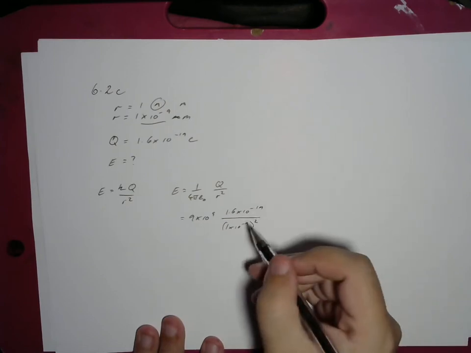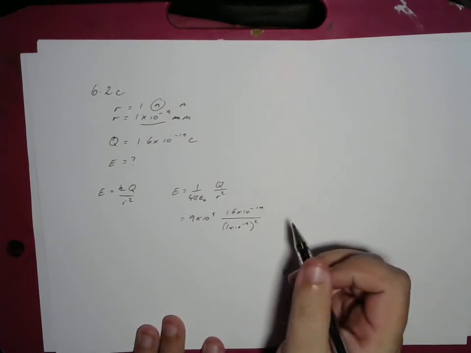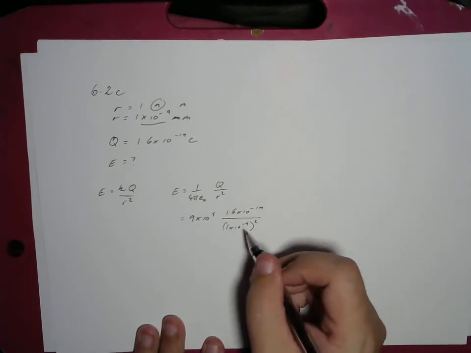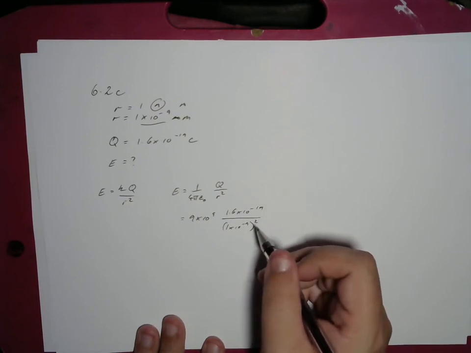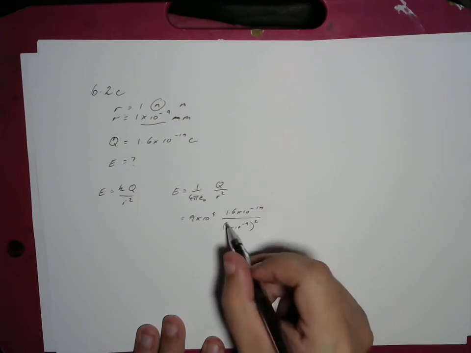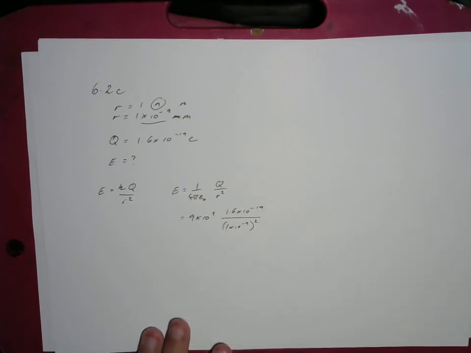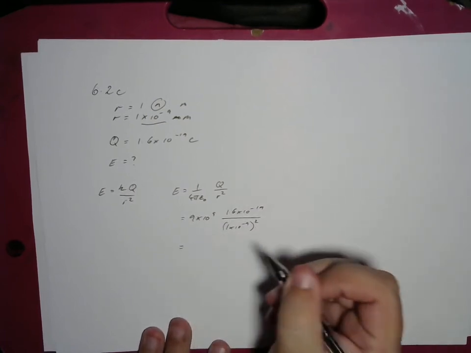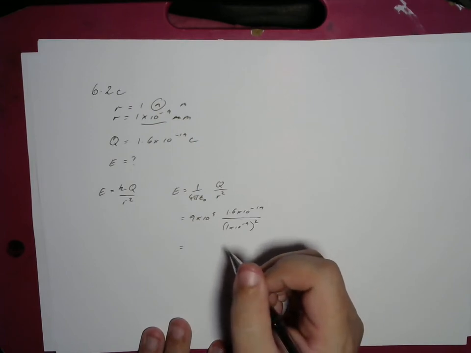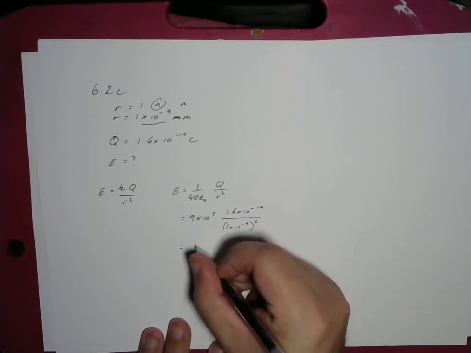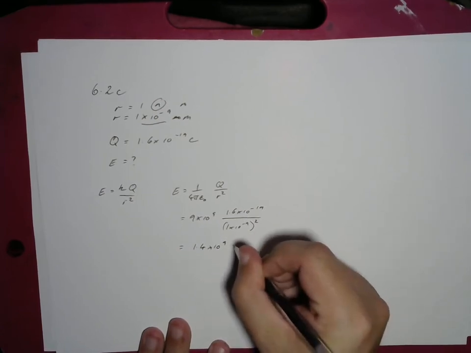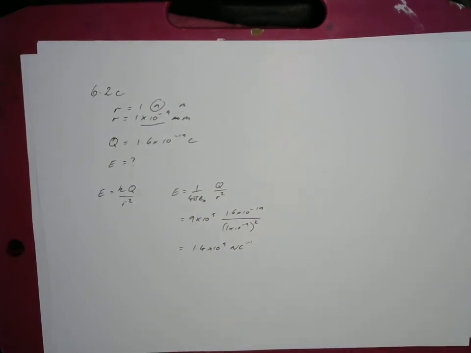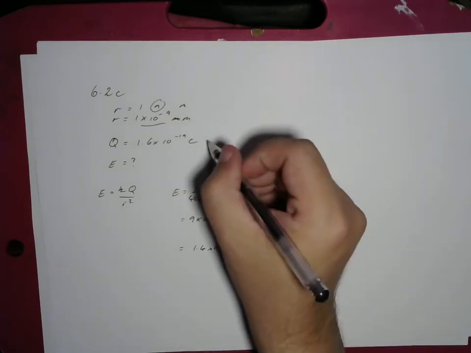It won't matter in this case because 1 squared is 1, but if you had 3 times 10 to the negative 9, you then end up with 9 times 10 to the power of negative 18, not 3 times 10 to the power of negative 18. You must make sure that you're using your calculator properly. So, speaking of calculators, we plug that in and we will get 1.4 times 10 to the power of 9 newtons per coulomb.